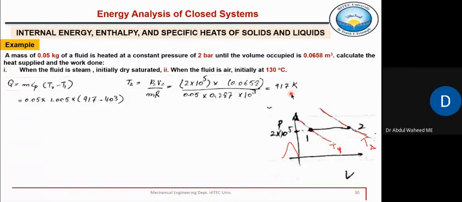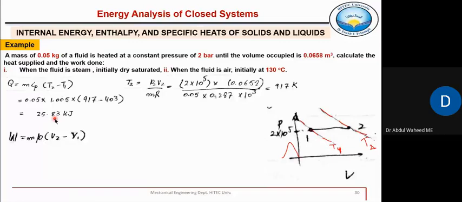Right. So T2, T1 both are given. So T2 minus T1. यह Kelvin में है तो इसे भी Kelvin में ही show करें. 130 plus 273. Cp of air is 1.005 kilojoules per kilogram per Kelvin. And so that is the heat transfer.